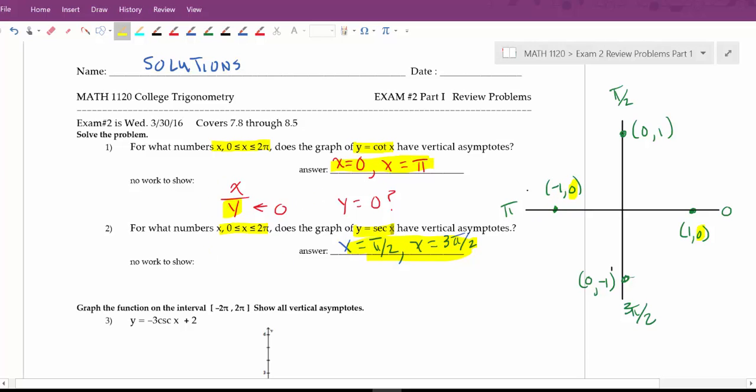And then the secant: remember, the secant's definition is r over x. So the question became, where is x 0? Well, x is 0 at pi over 2 and 3 pi over 2. That's how I figured that out. The one thing you can't forget is the definitions of the trig functions, certainly. But you can use those definitions and your knowledge of the unit circle to figure out where asymptotes are, always.